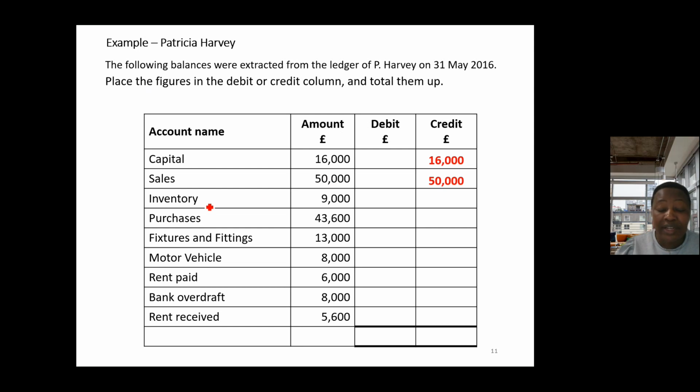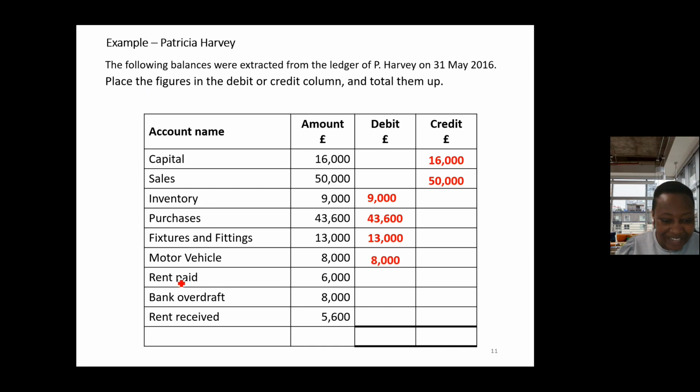Inventory is a current asset, and that should have a debit balance. So we'll put 9,000 there. Purchases is an expense. An expense should have a debit balance. So we're going to put purchases here. Furniture and fittings, 13,000, is an asset. It's a non-current asset, and an asset should have a debit balance. Motor vehicle is 8,000. Motor vehicle is an asset, a non-current asset as well, so that should also have a debit balance.